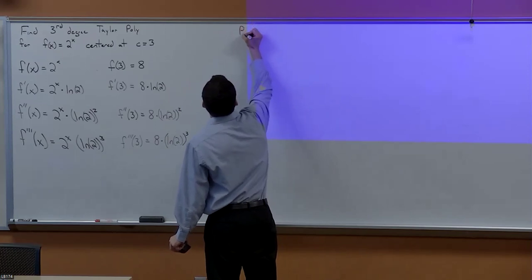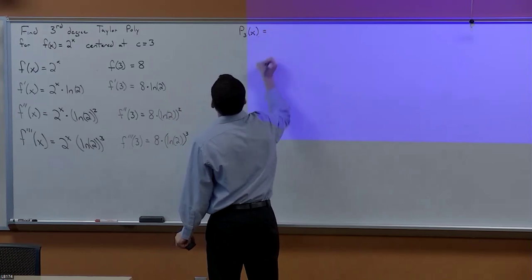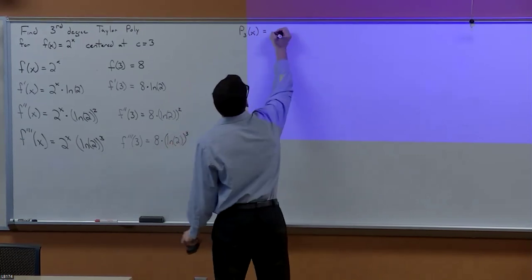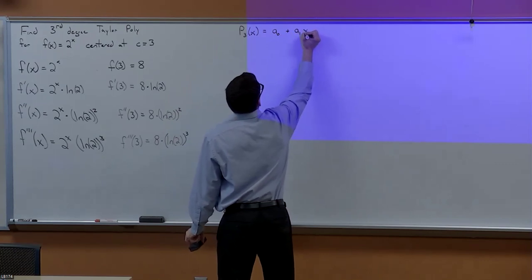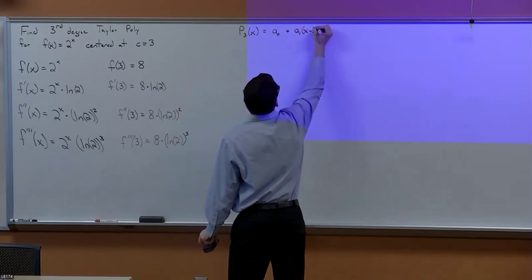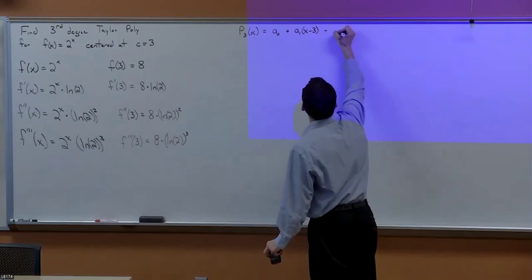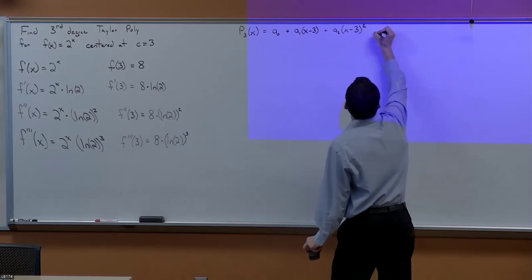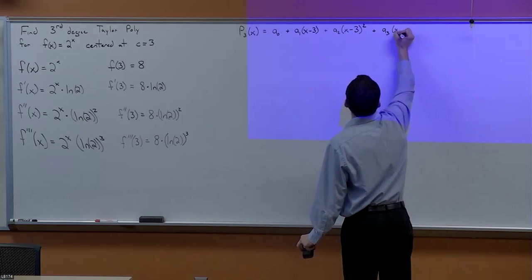Now, the third degree Taylor polynomial, I'm going to write an extra step that I usually don't, just for the sake of your notes. We're going to have a constant. We're going to have x minus 3 to the first power times a coefficient. We're going to have x minus 3 to the second power times a coefficient. And we're going to have x minus 3 to the third power times some coefficient.